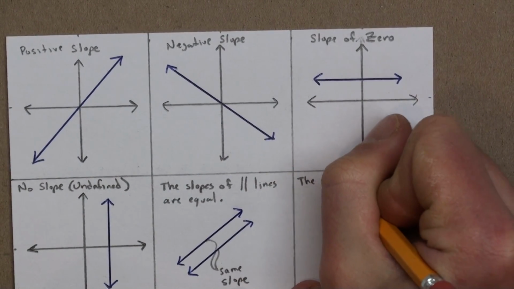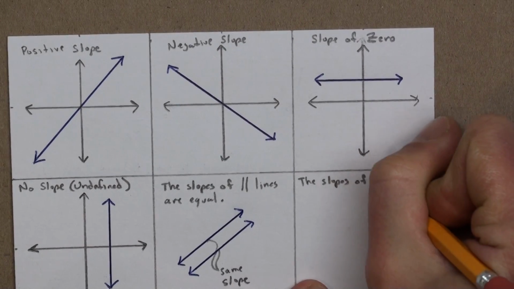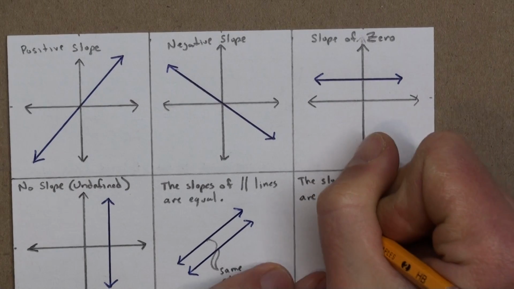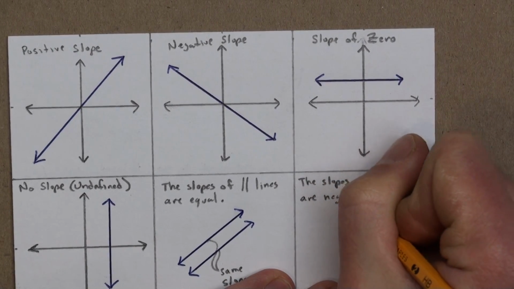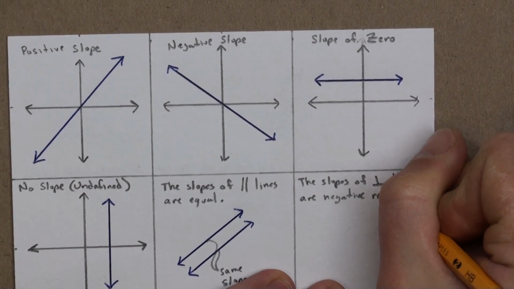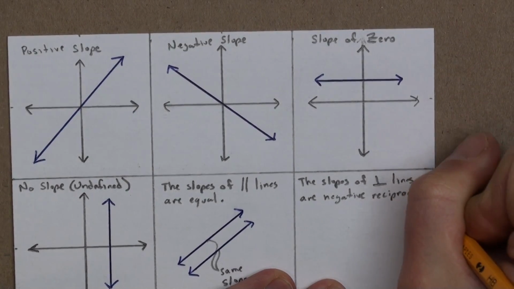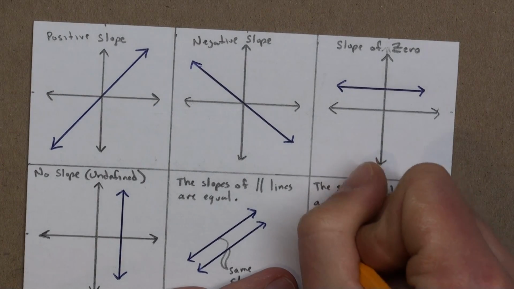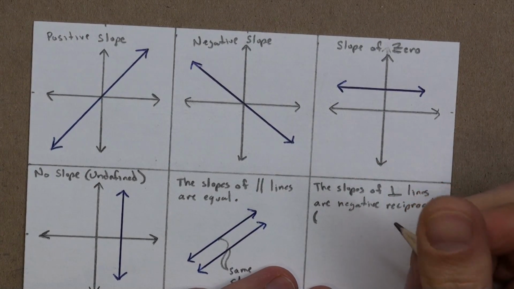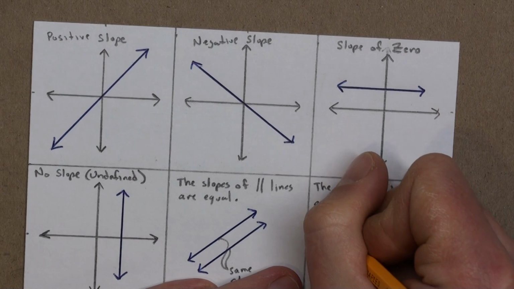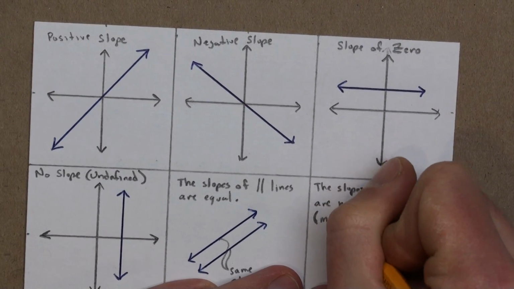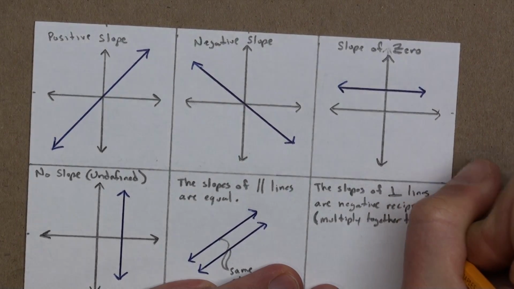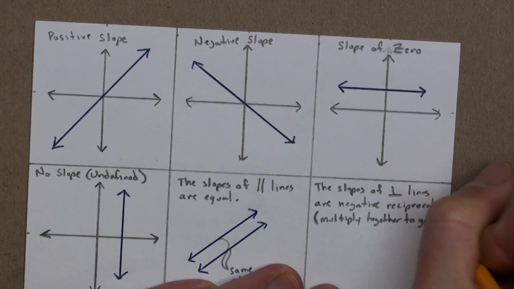The slopes of perpendicular lines are negative reciprocals, which means they multiply together to get -1.